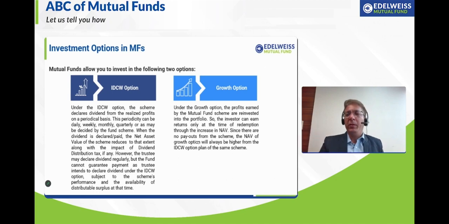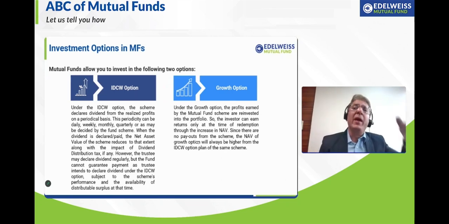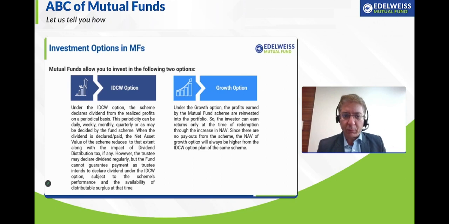Over here, the income distribution cum capital withdrawal is passed back to you in the form of dividends. If there are any realized profits in a mutual fund scheme and they want to pass it back to its investors, they would use the income distribution cum capital withdrawal option to pass it back to those investors who have chosen this option.